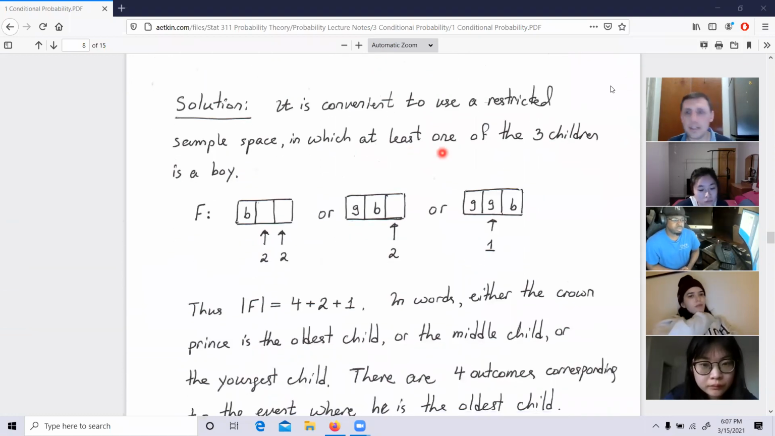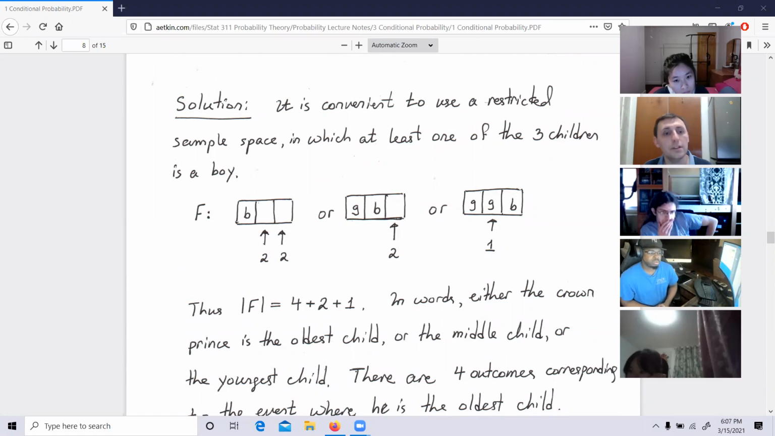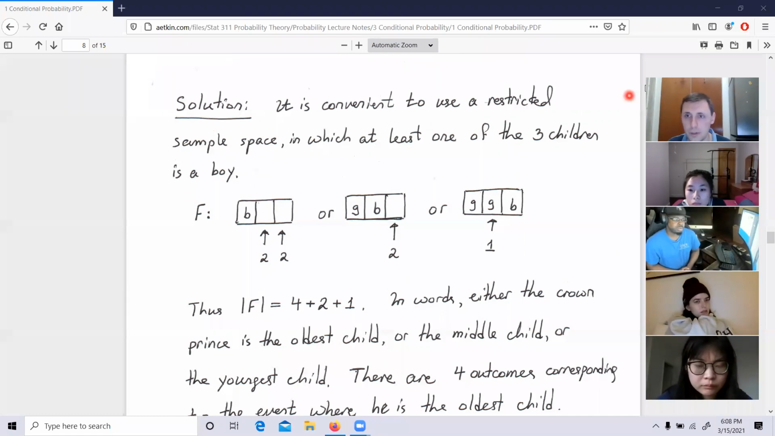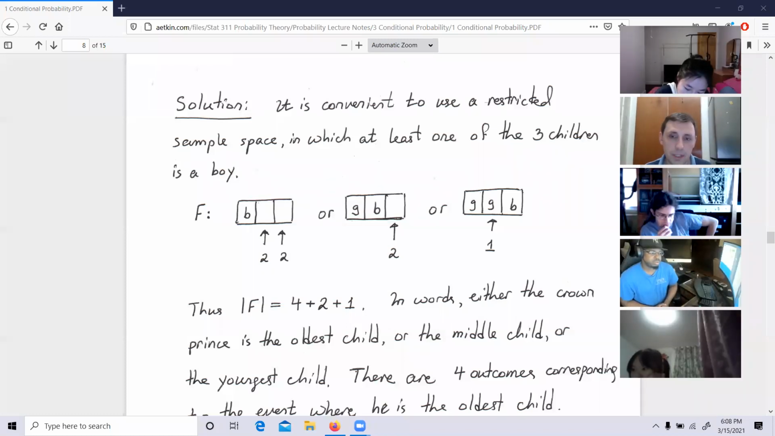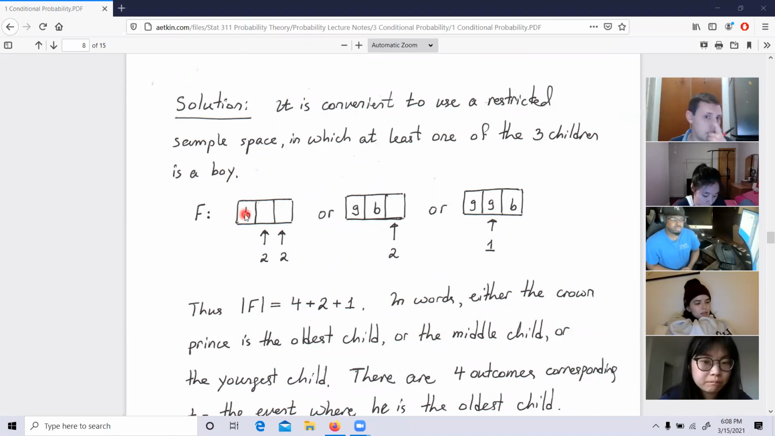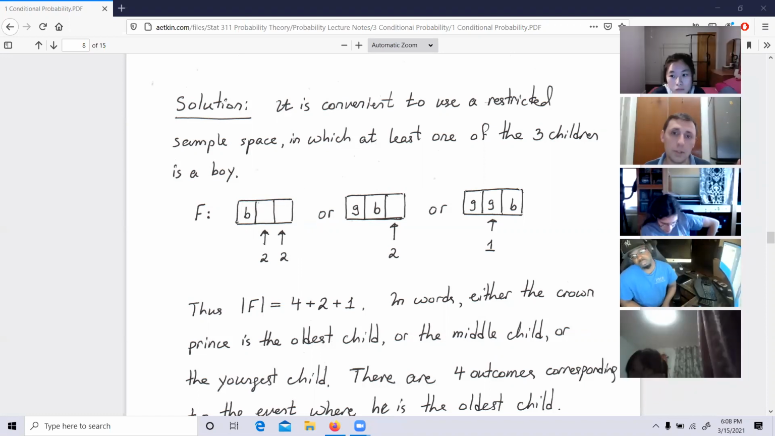Here is my Kafka protocol for the event F. And the event F is where you have 3 siblings. I'm gonna restrict to the situation where that happened, right? If there are 3 siblings altogether, then we have several possibilities. So maybe the crown prince is the oldest child, in other words the oldest child is the boy, and then we have 2 and 2 possibilities, so altogether 4 possibilities where the oldest child is a male.